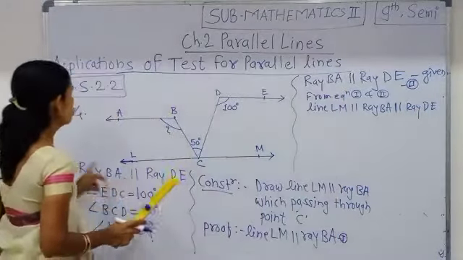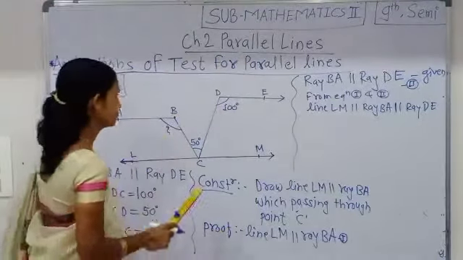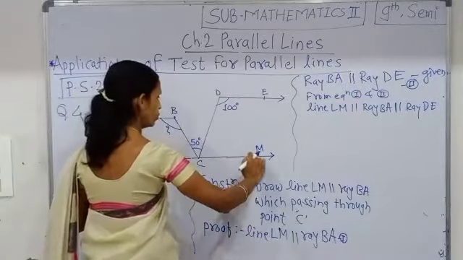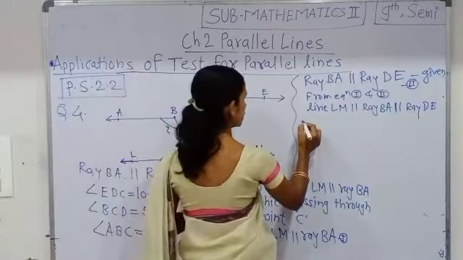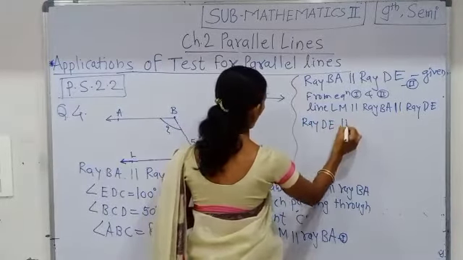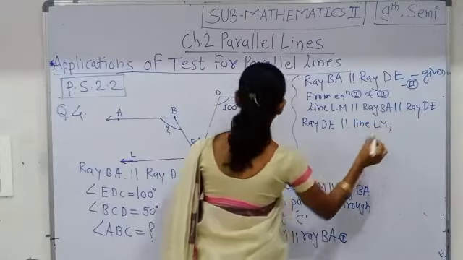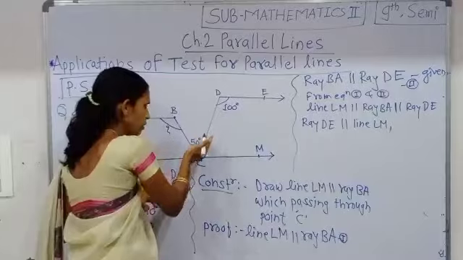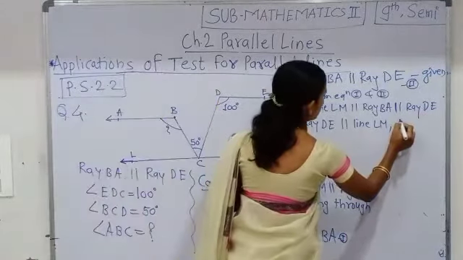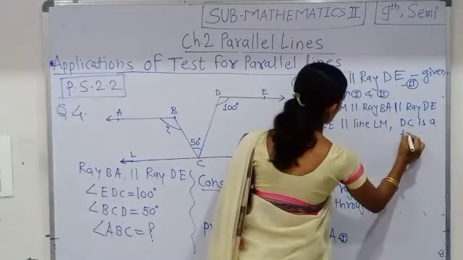Then we have to use the test for parallel lines. See here, ray DE is parallel to line LM, and the transversal considered here is DC, so DC is a transversal.